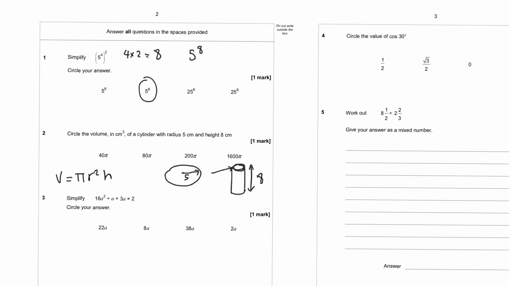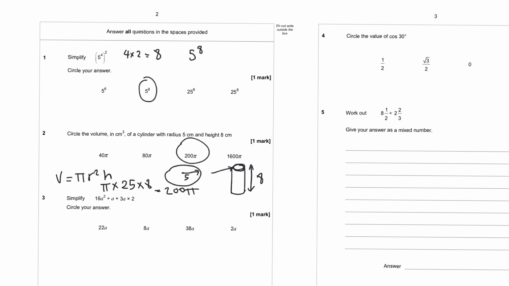So we know the radius is 5. So pi times 5 squared, which is 25, times the height, which is 8. 25 times 8 is 200. So 200 pi. And that's that.